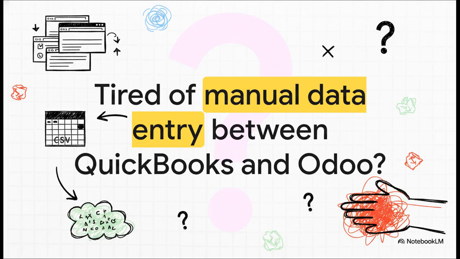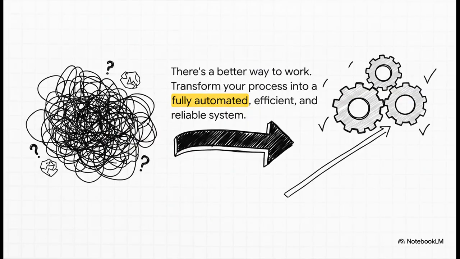You're spending hours just toggling between tabs, exporting CSVs, and basically just praying your financial data lines up across both systems. It's frustrating, and let's not even talk about the constant risk of a tiny human error throwing everything off. Okay, so what if I told you there's a much better way to do this? Let's dive into how you can transform that whole tedious workflow into a system that's automated, super efficient, and totally reliable.